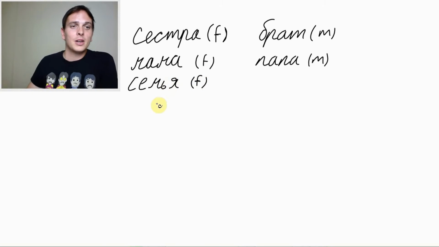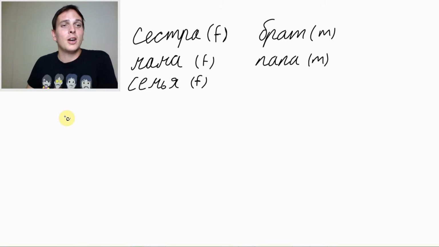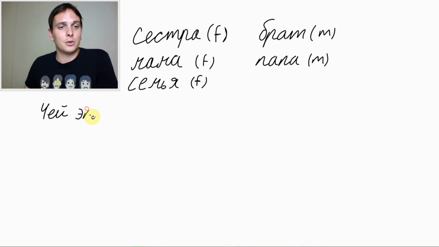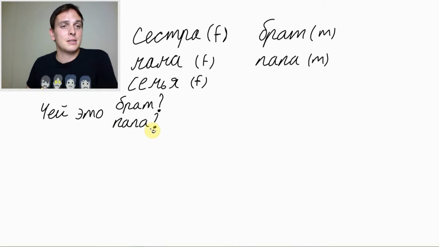So how would we ask for female or male? Whose sister is this? Or whose brother is this? Whose mother is this? Well, we already did this, and let's repeat it. Чей would be whose for male form. And we get two male, brother and papa. Это, this. Чей это брат? Or, чей это папа? Actually, it would sound better with чей это отец, but чей это папа is also fine.